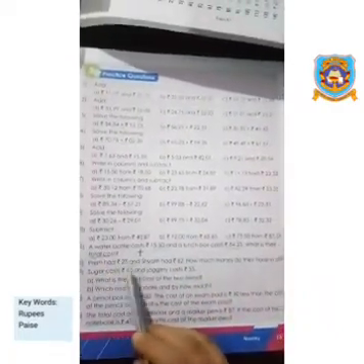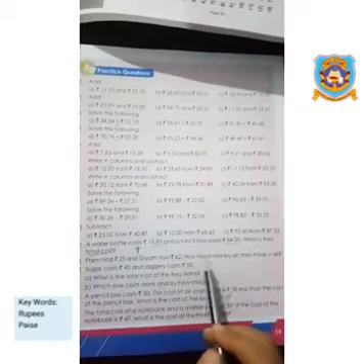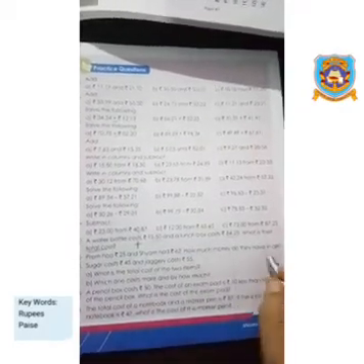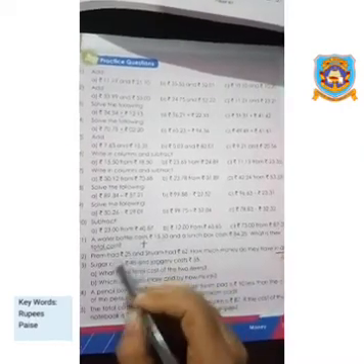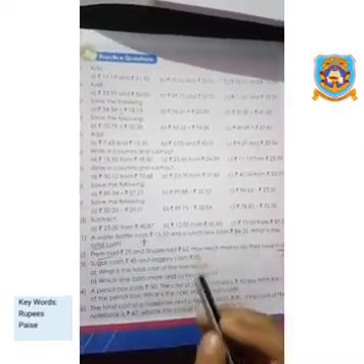Similarly, Prem had rupees 25 and Shyam had rupees 62. How much money do they have in all? So "in all" is also another word for addition. So you have to find the total money Prem and Shyam had.